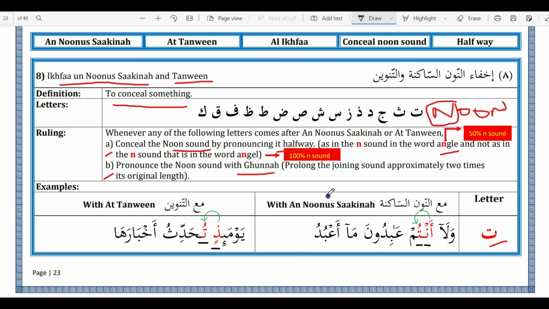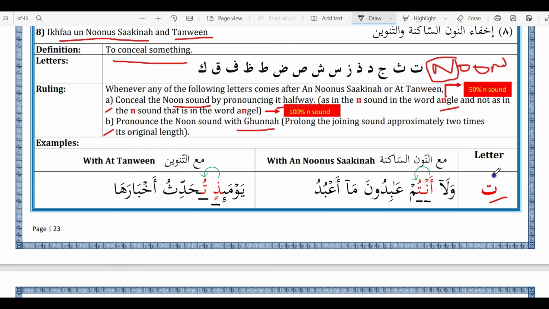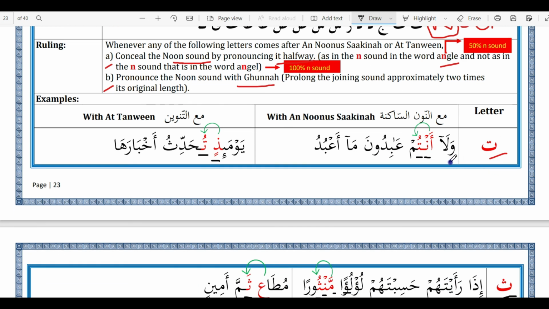Now the lesson is very simple if we remember that Ikhfaa means to hide or to conceal something, and what we conceal or hide is the noon sound. And how do we hide it? We pronounce it halfway, as in the example angle, and not as a 100% noon sound like the word angel. Yeah? Then after we make the noon sound halfway, we pronounce it with ghunna. That is to prolong the joining sound approximately 2 times its original length, or prolong the noon sound 2 times its original length, like this example.